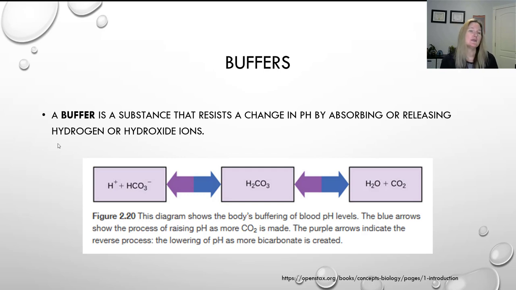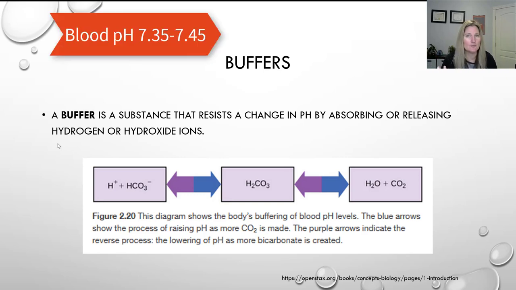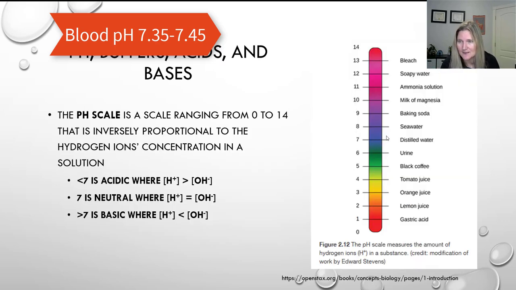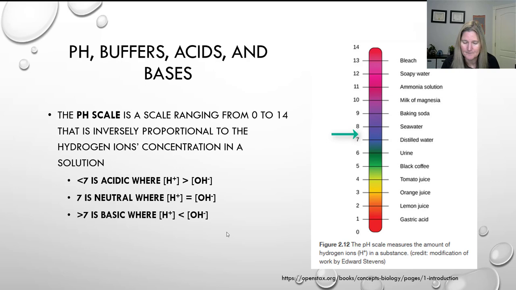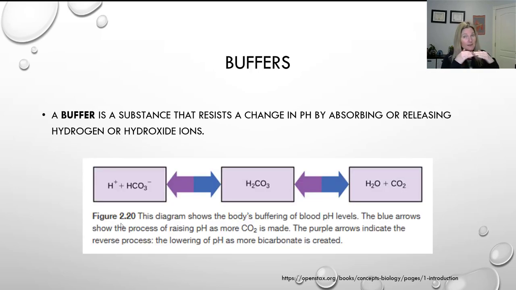Within nature, buffers are very important in helping maintain homeostasis. In this case, homeostasis means maintaining the pH level. In our bodies, our blood pH ranges from about 7.35 to 7.45, which makes it slightly on the basic side. So it's above 7, so it's slightly basic. We want to keep it there.